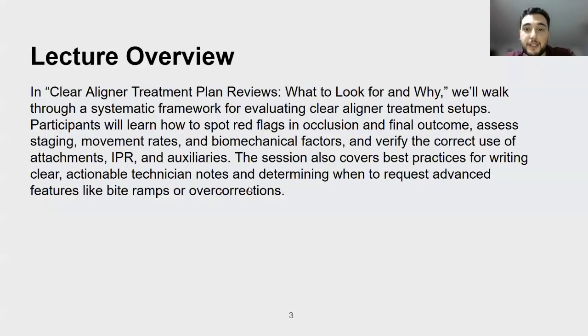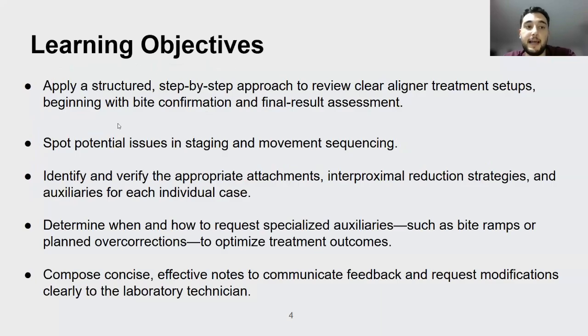And this is our lecture overview. We'll go through a systematic framework for evaluating clear aligner treatment setups. One of the learning objectives: we will go over a step-by-step approach to review clear aligner treatments. We will learn how to spot essential issues in staging and movement sequencing. We will identify and verify appropriate attachments, IPR, and auxiliaries for each case. And we will determine how to request specialized auxiliaries. And we will compose concise, effective notes to communicate feedback and request modifications to the technicians.